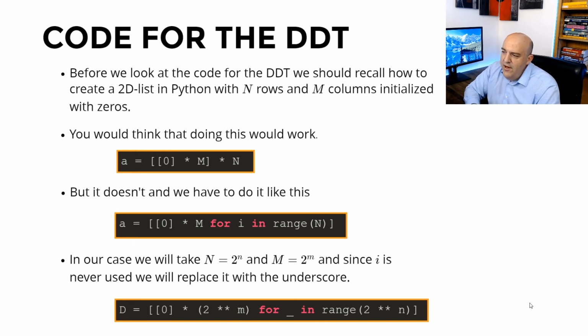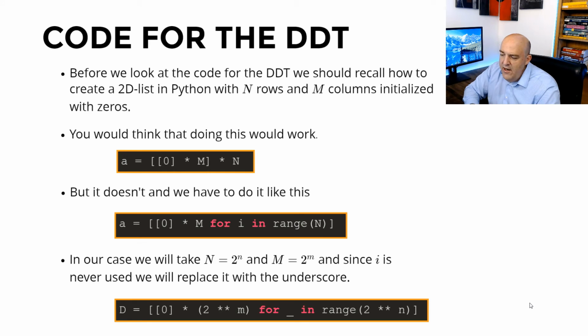To start, I think it'd be nice to create a 2D list all initialized with zeros, let's say with n rows and m columns. You would think that you could write something like this: A equals 0 times m times n, but that doesn't work. We have to use this construction here, 0 times m, and then we just range over a loop.